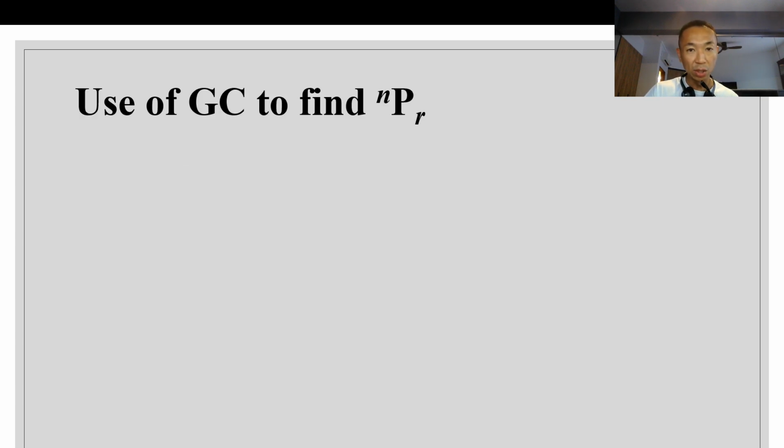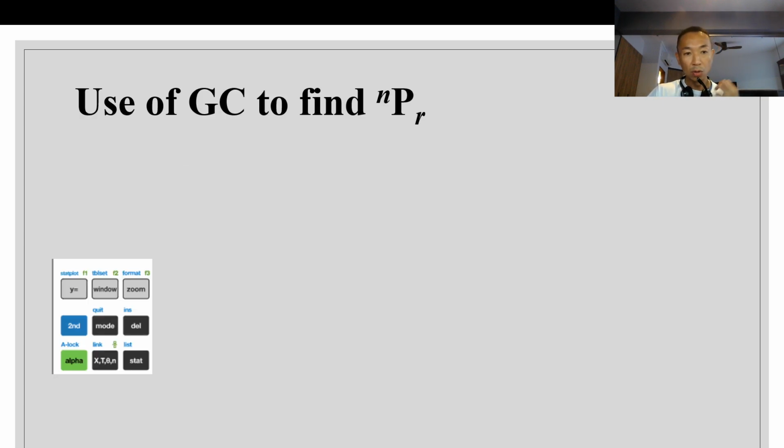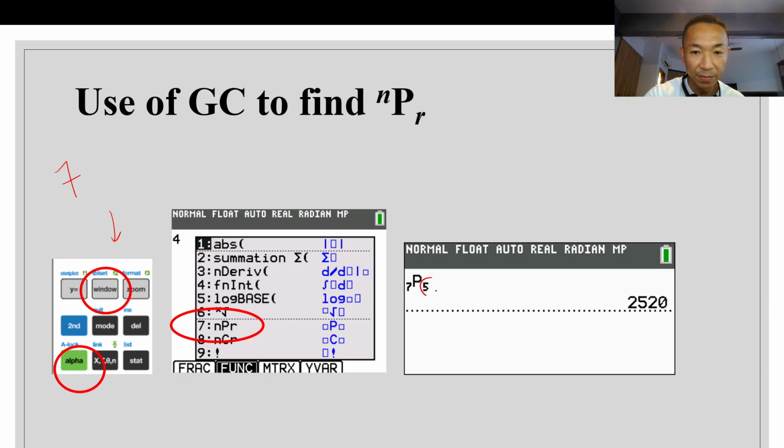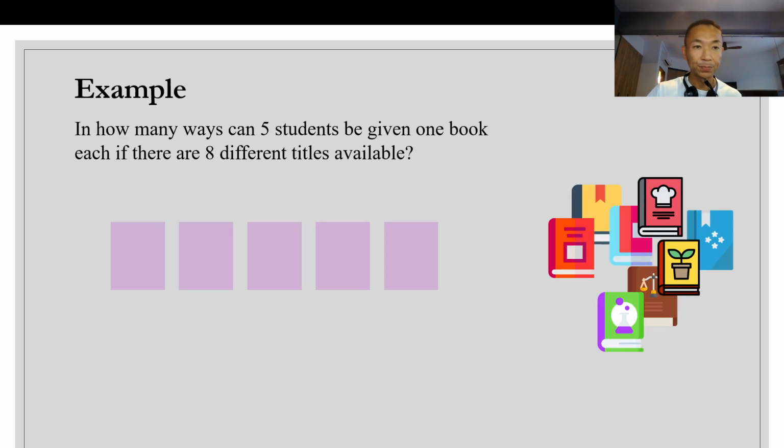How do you use the GC to calculate nPr? All you need to do is to press alpha window on your GC to bring up this menu. Of course, you will press your 7 first, then followed by your alpha window, and then you press the number 5 here, then you will get 2520. Alright, so now you can use your GC quite comfortably.